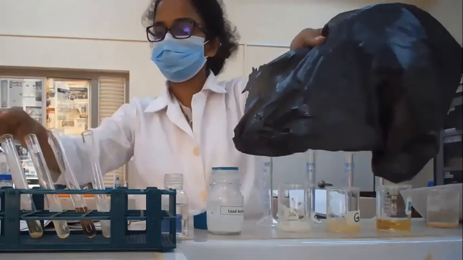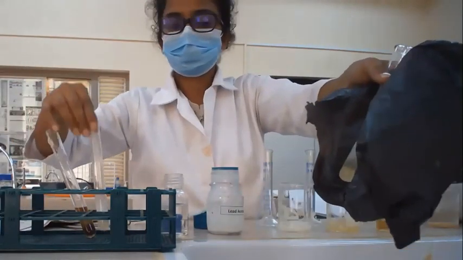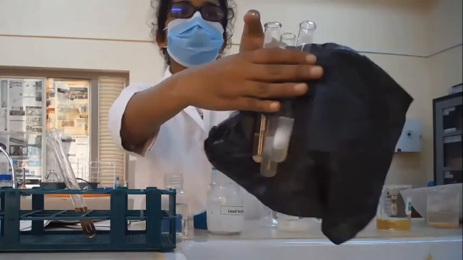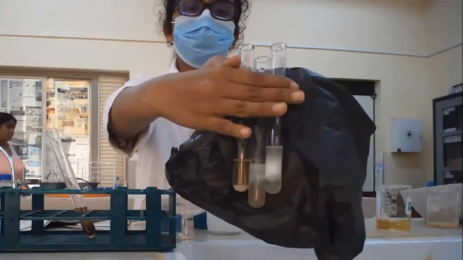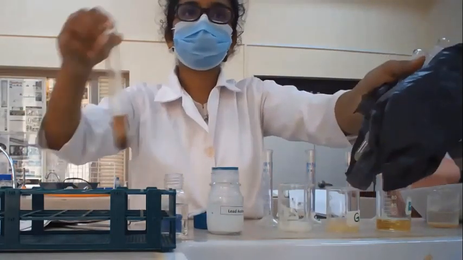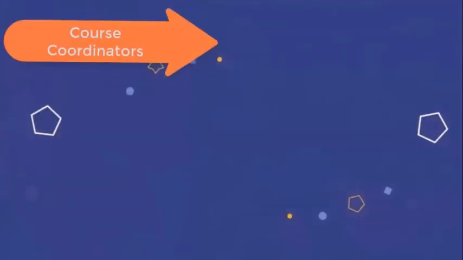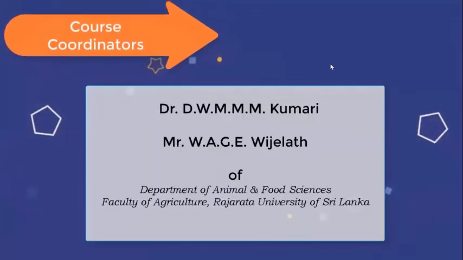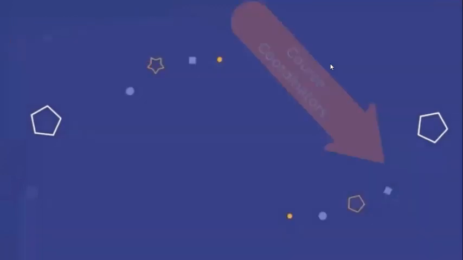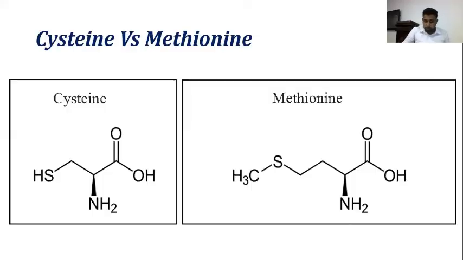The final observation is we got white precipitation for peptone, casein and gelatin, while we got the black color precipitation for egg albumin. So those are the observations for the sulfur reaction.